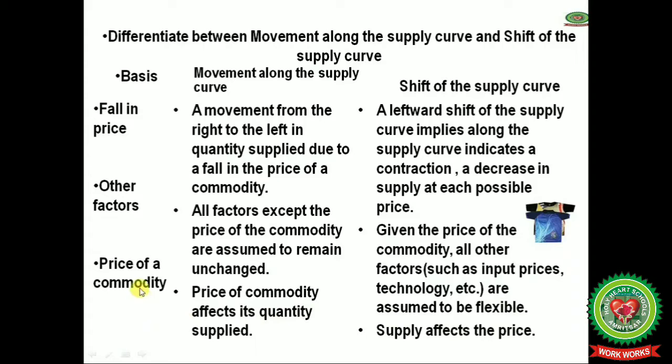Next one is price of a commodity. Price of a commodity under the movement along the supply curve affects its quantity supplied, means here as price varies, quantity supplied will also vary positively. But under the shift of the supply curve, supply affects the price.